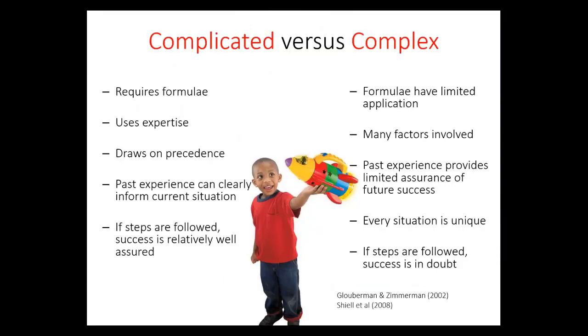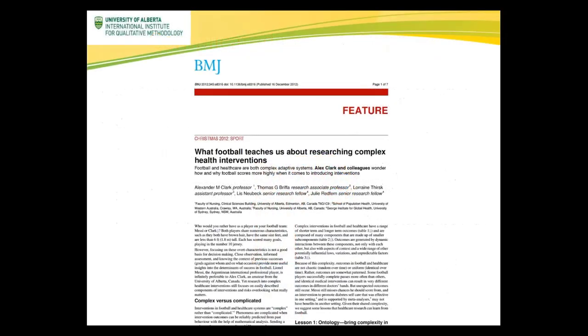So thinking of the difference conceptually between these two concepts: the complicated, that requires formula and expertise and can draw on precedents and experience, versus what's complex, where formula have limited application, many factors are involved, and past experience provides limited assurance of future success because situations are unique. We can start to use those terms more specifically and more aptly in different situations. And very much qualitative research positions itself within this complex ontology that questions quantification, that looks at how factors interact, and looks at uniqueness in situations.